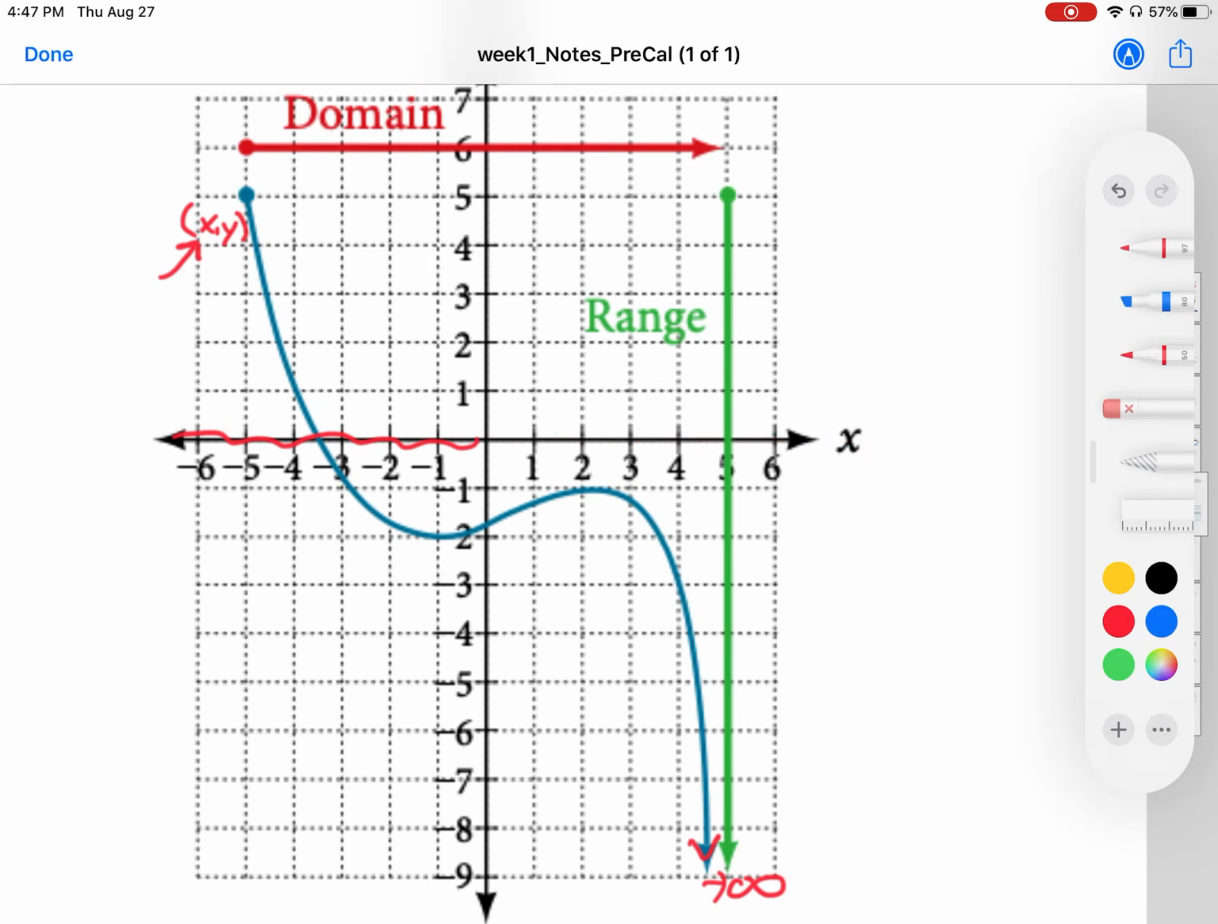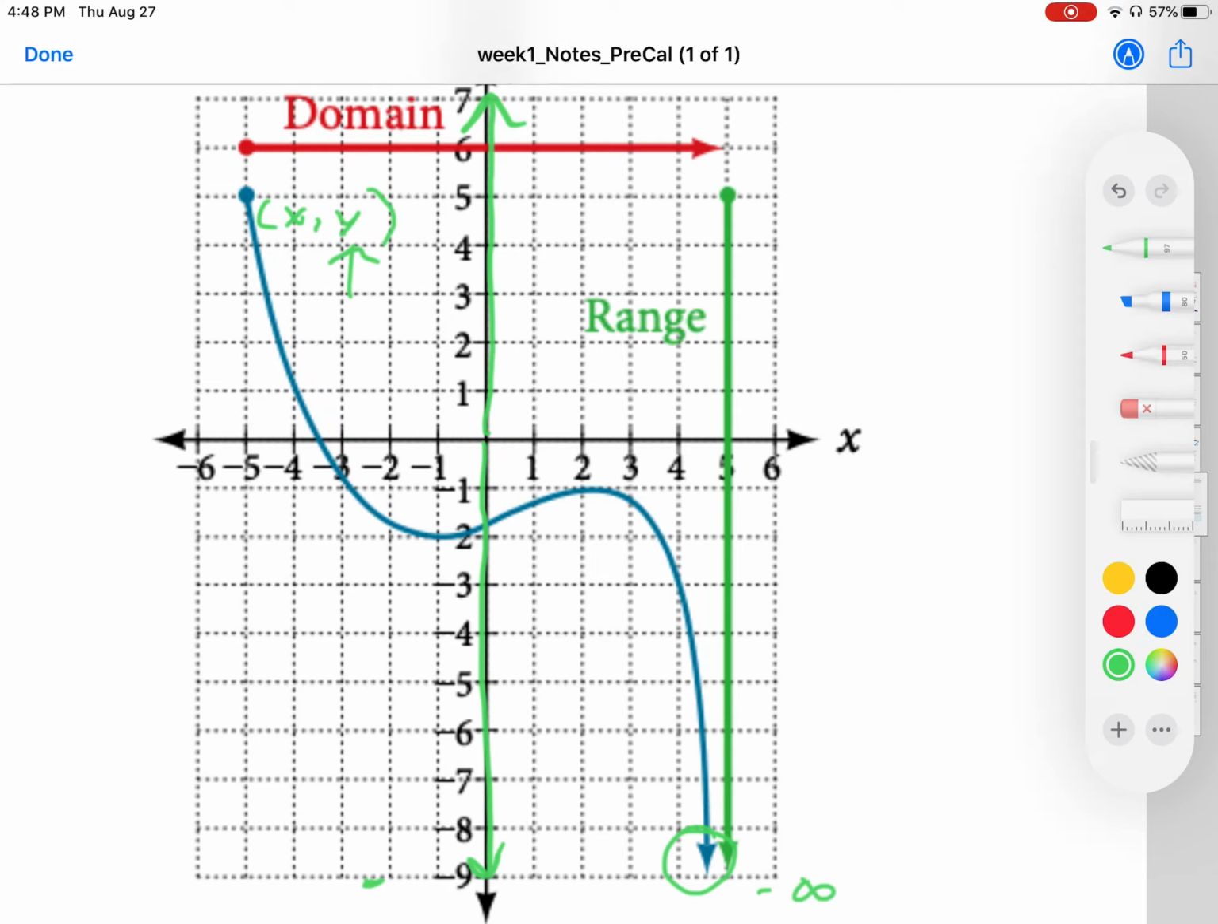Now let's talk about range. For range, same idea, but kind of backwards. We want to look at how far up and down our graph goes. So I want to look at my y's. Here I will have a stopping point, and I want to look at my y, because that would indicate what the stopping point is. Or if it goes on to infinity, then my y will continue on to, well, here I have my negatives, so to negative infinity.